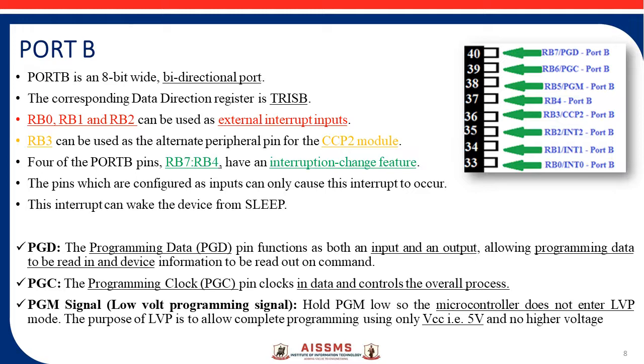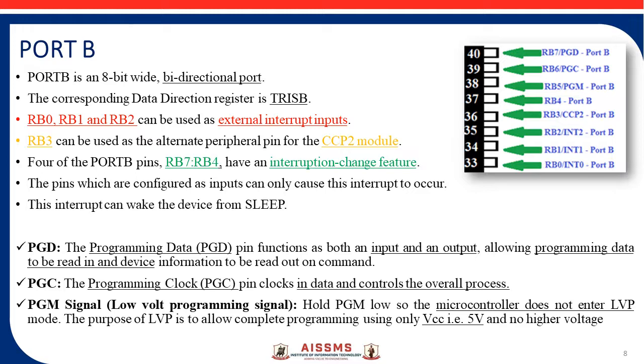Okay, so let's see here, RB7. The RB7 pin provides the PGD feature. PGD means programming data. See, when you want to execute your program, you can burn your embedded or assembly program into the microcontroller, right? Means each and every piece of information is read through the microcontroller. At that time, this pin is high. Okay, means they allow the programming data to be written and device information to be read out, each and every command. That is programming data. So at that time, this pin is high, otherwise low.